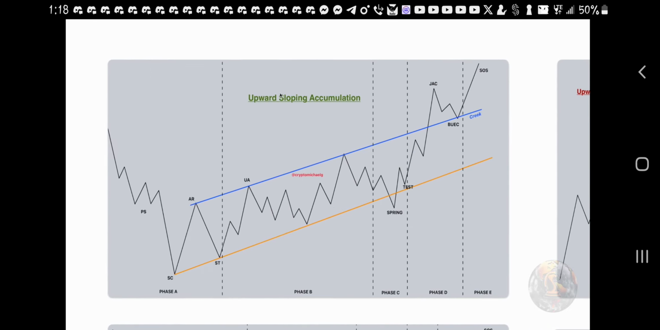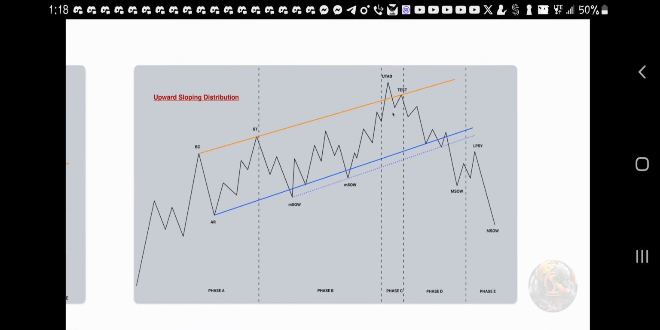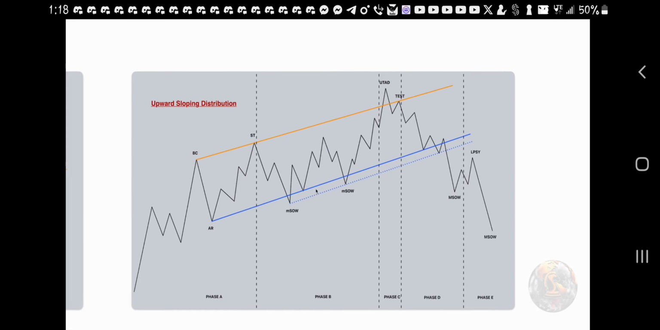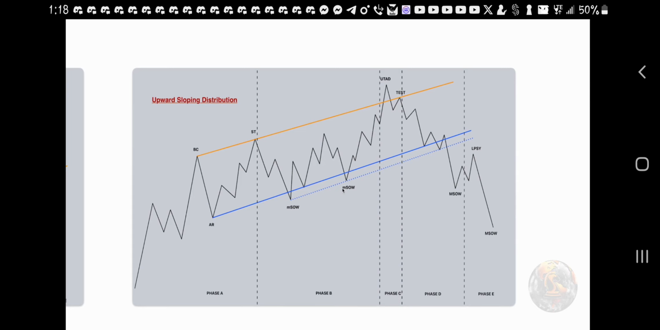The upward sloping accumulation looks like this, yes? You touch it, you touch it, you touch it. You only then spring it later in the schematic, later in the accumulation. So the touches are important. If it holds a channel on the way up, that's likely accumulation. If by the time you get to phase C and you're looking at your channel and it looks like this, where there's a lot of grabs below, minor shows of weakness, that gives you high probability distribution.